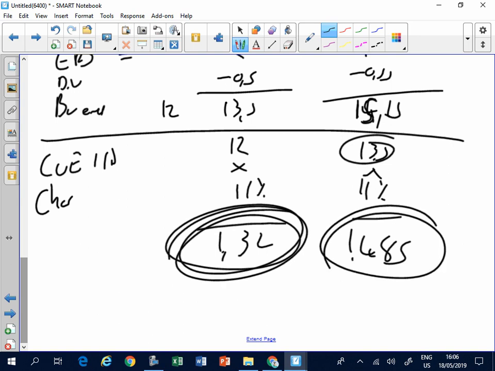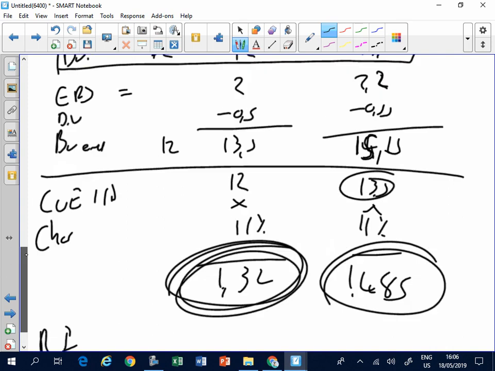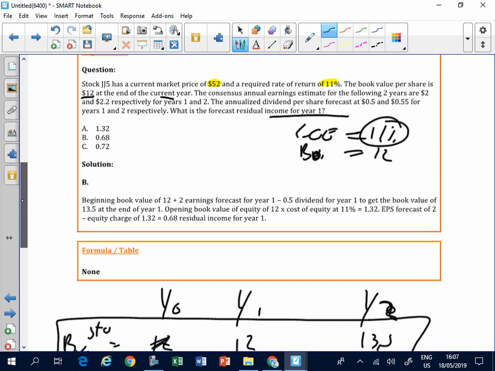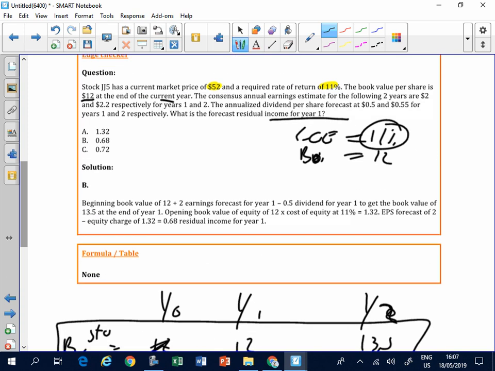This is the minimum that I need to get. So if I get that, anything above that on EPS is residual income. So to determine my residual income, I take 2 minus 1.32, and 2.2 minus 1.485, and I get these amounts. Did you guys understand what I did there? Let's go through it again.